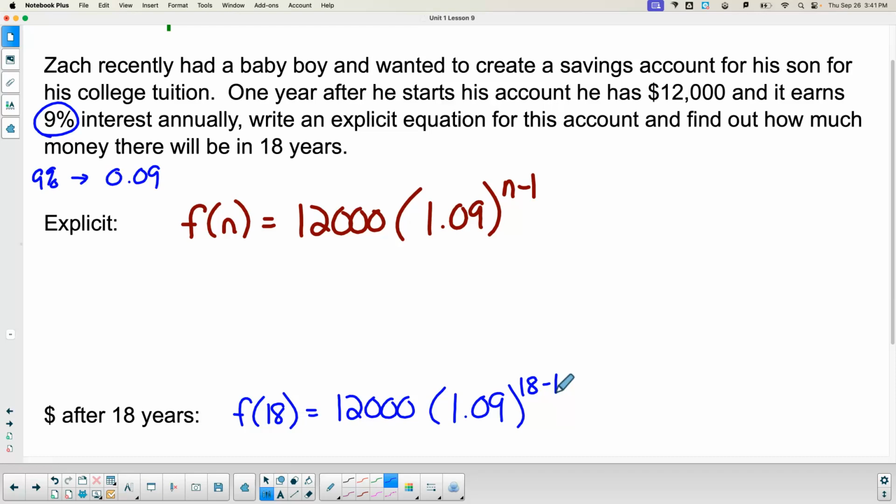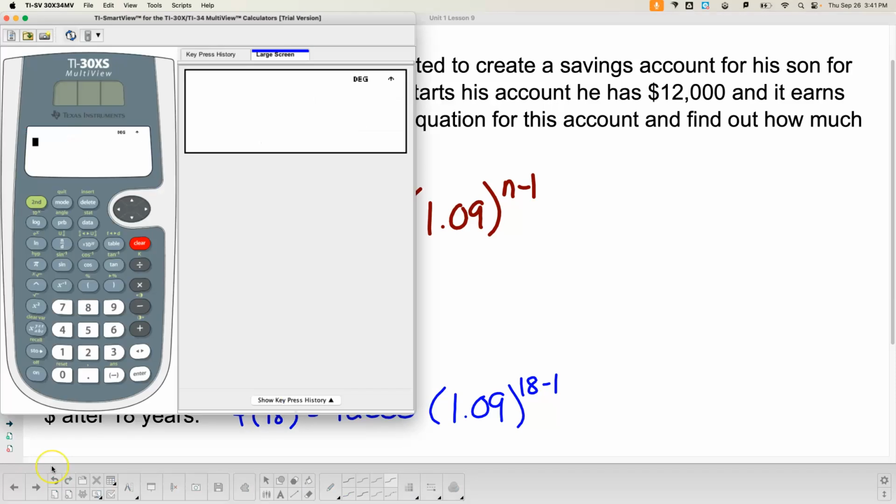And then you're going to type that into a calculator. So you're going to go 12,000 times 1.09, and you're going to raise that. That's the caret key on the side of most calculators. And then 18 minus 1. You could also have done 18 minus 1 in your head and gotten 17 there. But then that's what you get here.